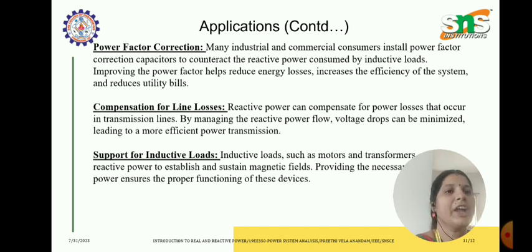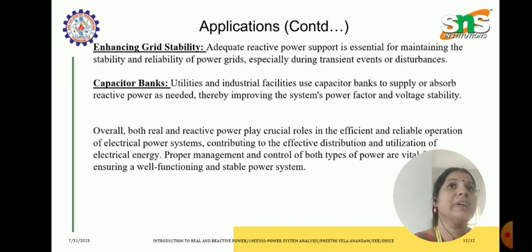By managing the reactive power flow, voltage drops can be minimized, leading to more efficient power transmission. So, it acts as power compensation, and it is also used as support for inductive loads such as motors and transformers. It is used to give reactive power and sustain the magnetic fields. So, these are the various applications for reactive power, and it is also used for enhancing grid stability and in the application of capacitor banks. These are the various applications on the commercial as well as the industrial side.